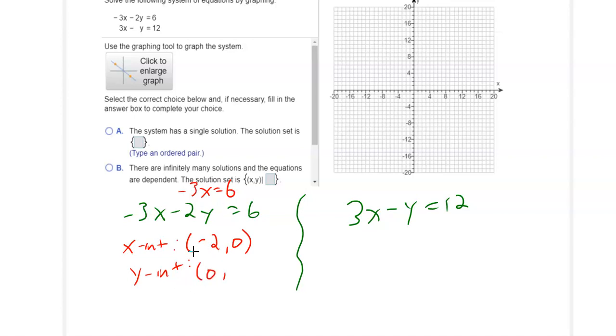For the y-intercept, we plug in 0 for x. That term goes away. We just get negative 2y is equal to 6. Divide the negative 2 to the other side. You get y is equal to negative 3. Right, and so that's our x and y-intercept.